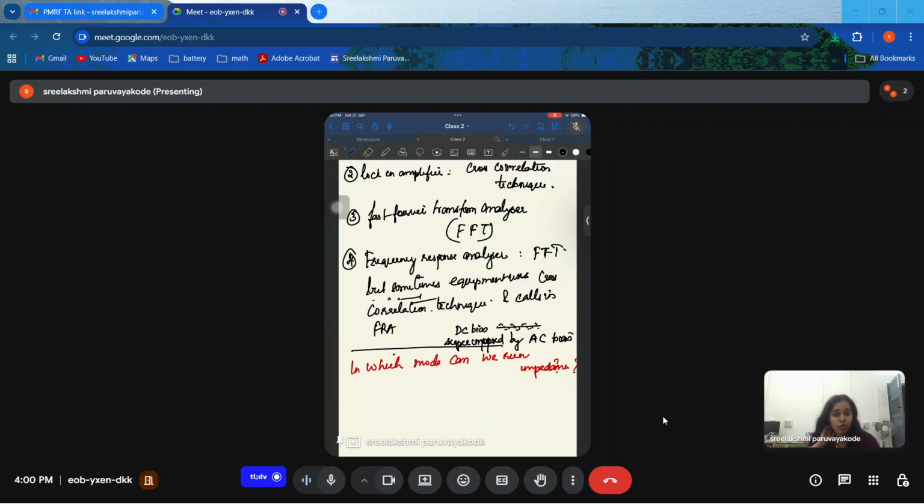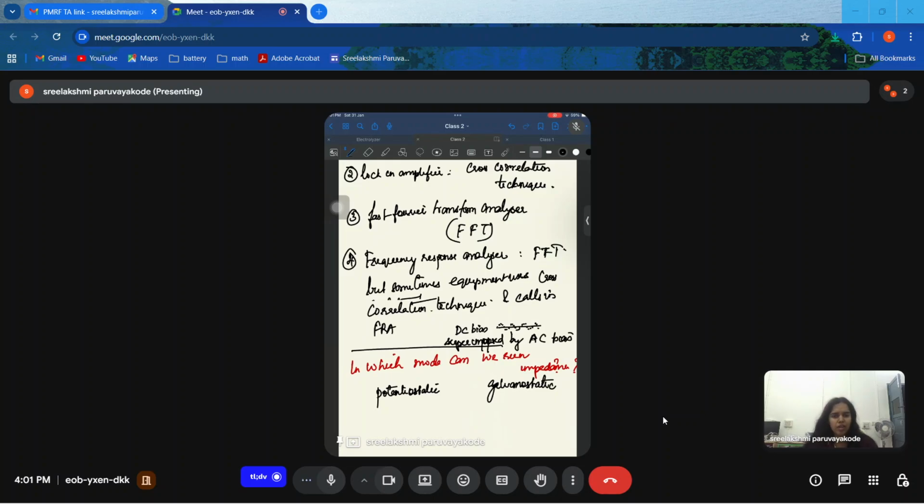Either a DC potential can be overlapped by a potential bias, or it can be a DC current which is overlapped by an AC current. So it can be running in either a potentiostatic or a galvanostatic mode. Potentiostatic means we have a DC potential over which we give a small AC potential. Galvanostatic means a DC current over which we give a small AC current.